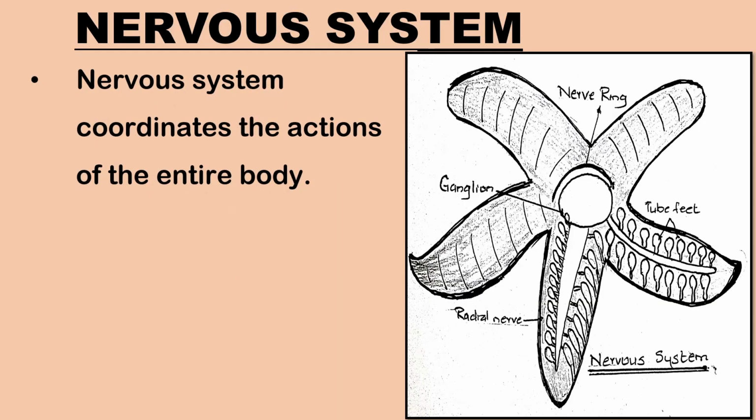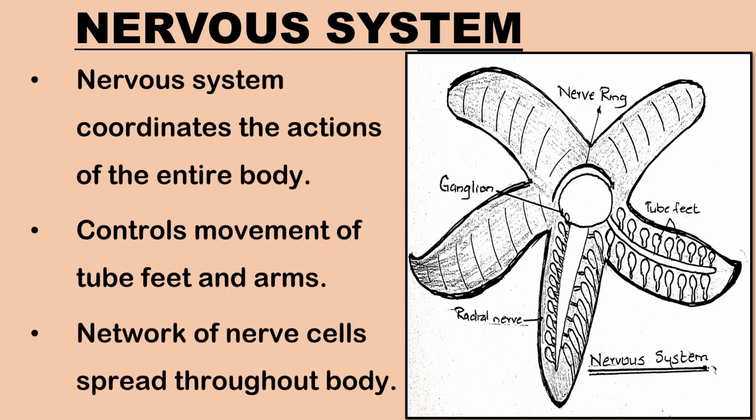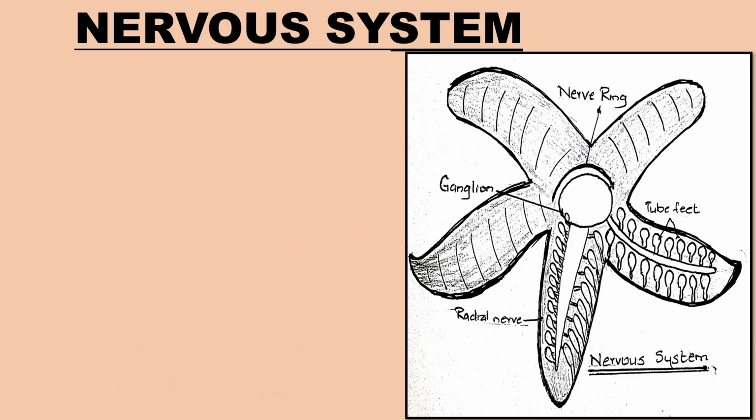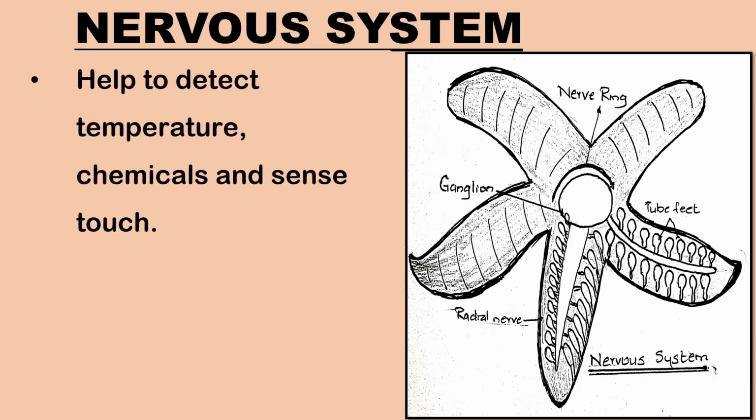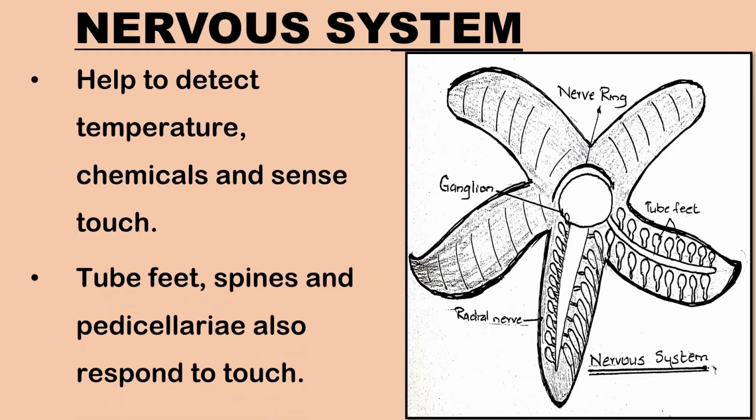The nervous system coordinates the actions of the entire body, controls the movement of tube feet and arms. A network of nerve cells spread throughout the body helps to detect temperature, chemicals, and sense touch. Tube feet, spines, and pedicellariae also respond to touch.